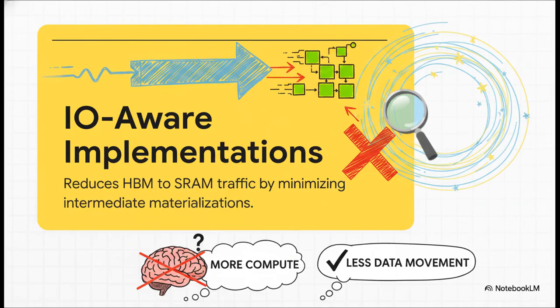And how exactly do we attack them? The answer is I/O-aware implementations. This right here is our core solution strategy for the rest of the explainer. We really need a fundamental mindset shift. We have to completely stop thinking about more compute and start obsessing over less data movement. The whole goal is to explicitly reduce traffic between that slow high bandwidth memory and the ultra-fast on-chip SRAM. And we pull this off by avoiding writing those intermediate steps out to memory in the first place and by maximizing the reuse of data while it's already sitting right there on the chip.